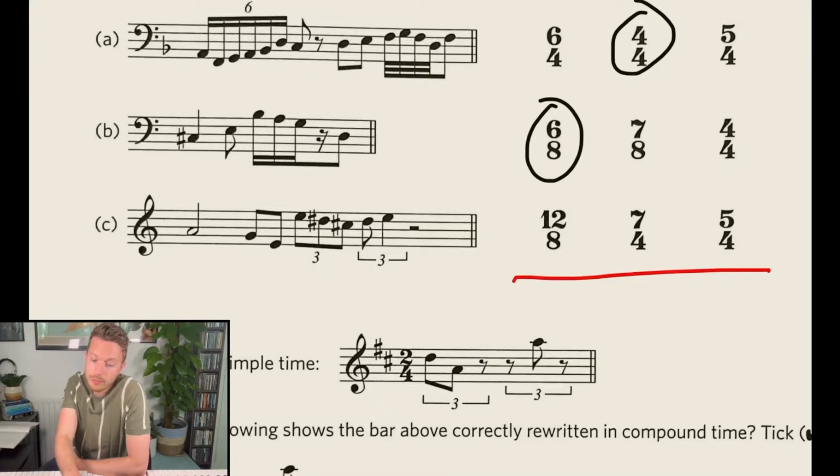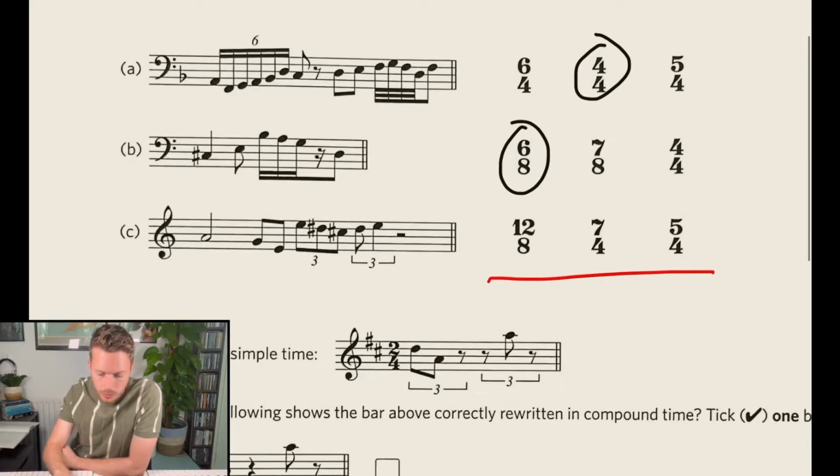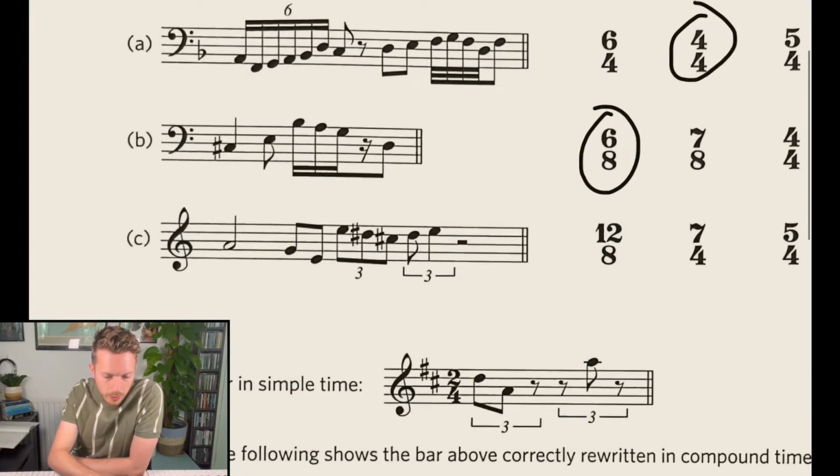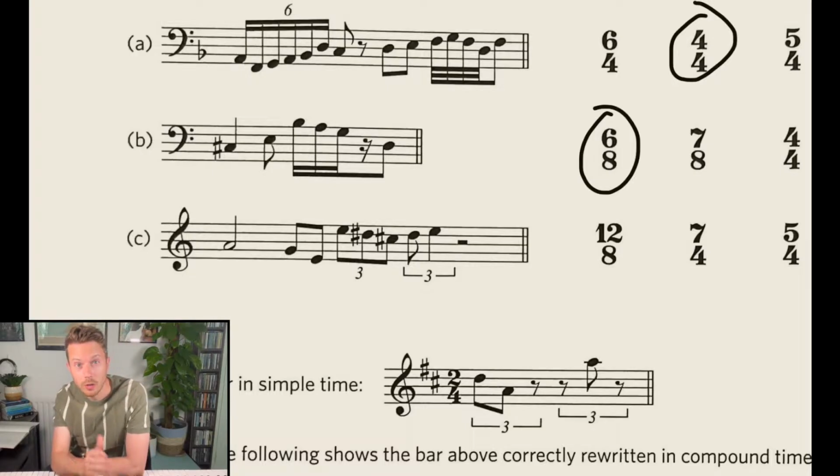7/4 and 5/4 are both irregular time signatures, but we're counting in crotchets. Okay, so let's move straight on to the example. The first thing we can see is a minim. So immediately we know this is not going to be in 12/8.